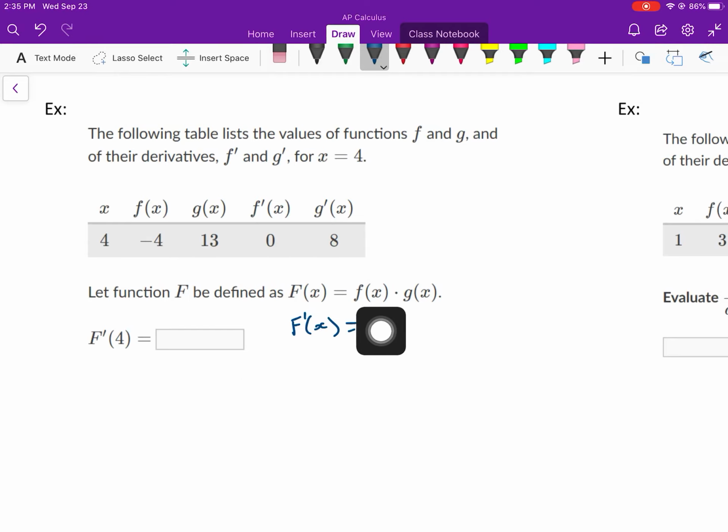So we want to find f prime of 4. Now realize big F is represented by little f times g. So what we're going to do is we got to do that multiplying. So we got to do the product rule. So that's f prime of x times g of x plus f of x times g prime of x. And, well, we want f prime of 4, right? So I'm going to go ahead and substitute all those x's with a 4.